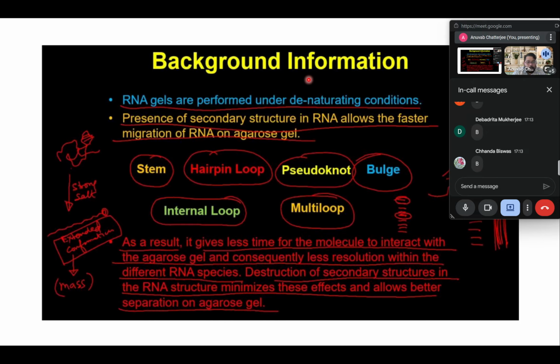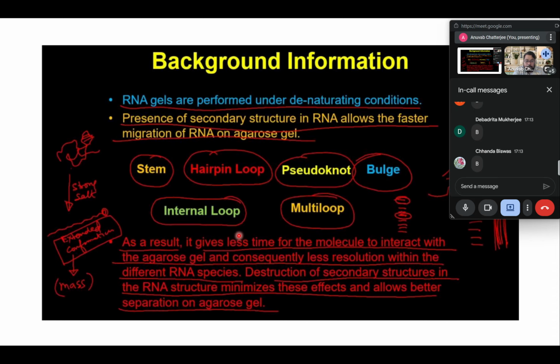This is seen with RNA, which can form stem loop structures, hairpin loops, pseudoknots, bulges, internal loops, or multi-loop structures, or even, and especially, in the case of proteins, which always form different kinds of folds and can have complicated structures and always form quaternary complexes that have multiple subunits. So you always denature those definitely. And for RNA also, before running them on the gel, you want to denature them. Because of the secondary structures, it gives the molecule less time to interact with the agarose gel and consequently less resolution between the different RNA species.